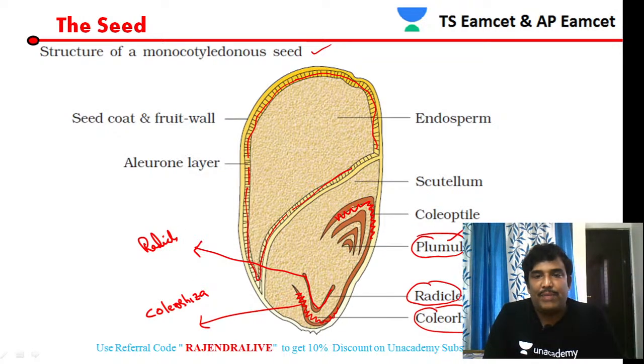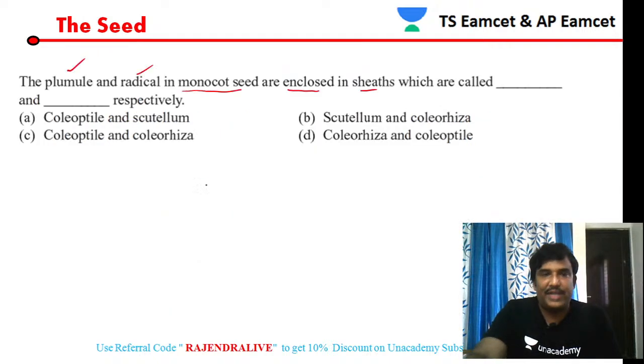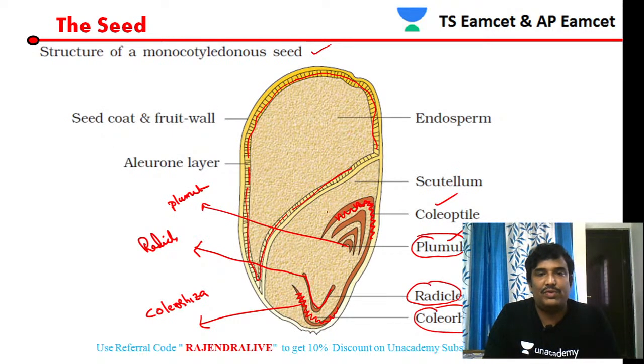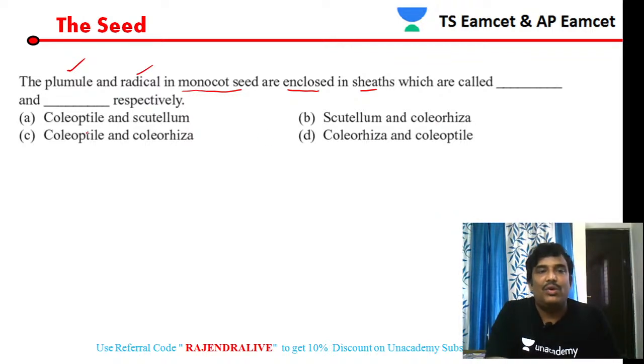Similarly, this part is called the coleoptile. So the coleoptile is enclosing the plumule. So based on that, according to our question, the plumule and radical: you can see in the diagram, the plumule is enclosed by the coleoptile, then the radical is enclosed by the coleorrhiza.